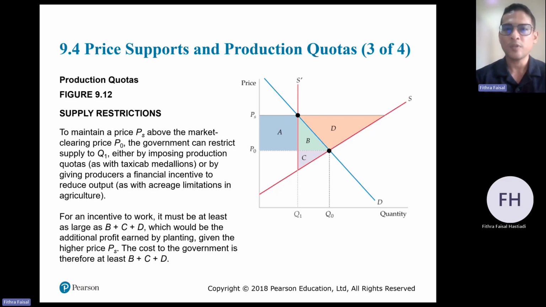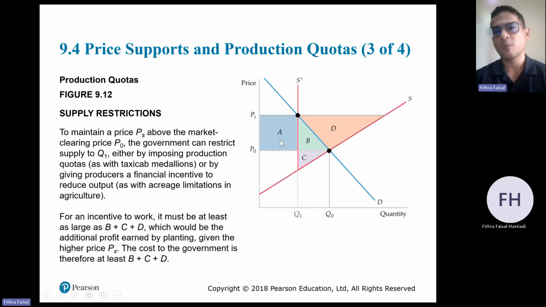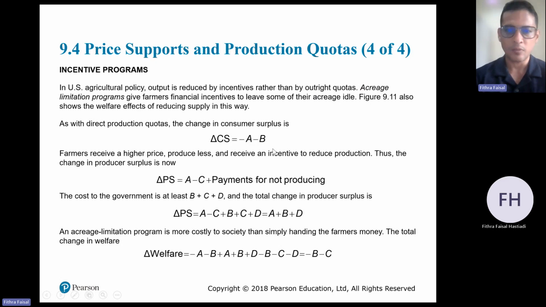So they have the supply restriction. For an incentive to work, it must be at least B, C, and D. So this is the cost for the government, at least B, C, and D. Coming back to the welfare scenario, how can we measure the welfare effect? Of course, the consumers are the ones losing from the consumer surplus, A and B, so we have minus A minus B.